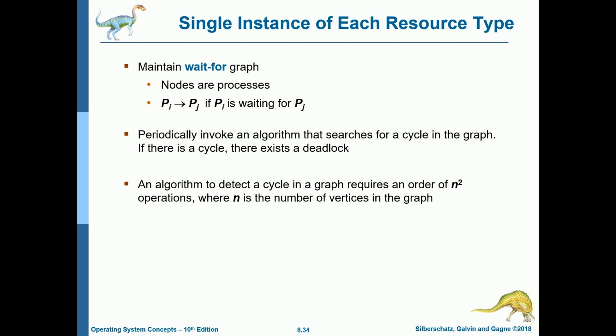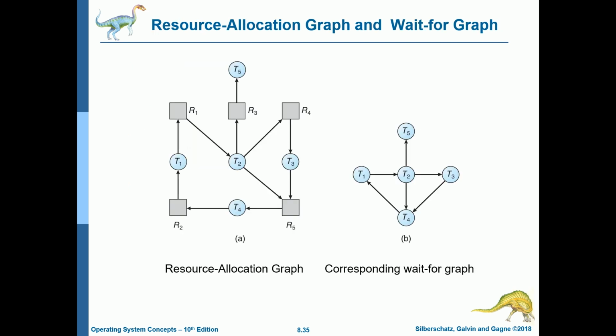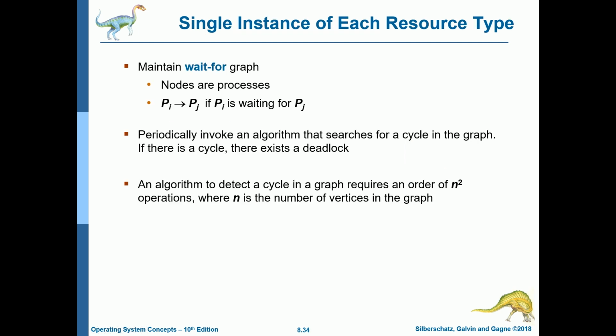We obtain this graph from the resource allocation graph by removing the resource nodes and collapsing the appropriate edges. We can see this collapsing procedure here, where we have simply removed all of the resources and then collapsed them into the threads like this. This is the wait-for graph. Now, as before, a deadlock exists in the system if and only if the wait-for graph contains a cycle. Remember, this is single resources.